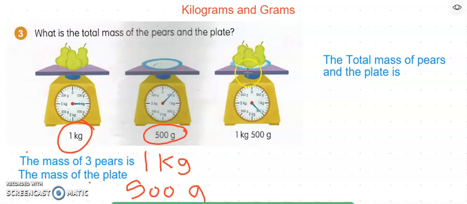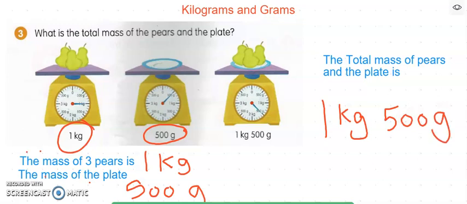The third scale here, we have the three pears and the plate. They are put on the plate, right? So 1 kilogram and 500 grams. So the total mass of pears and plate is 1 kilogram and 500 grams. So 1 kilogram is for the pears and 500 grams is for the plate. So the total is 1 kilogram 500 grams.